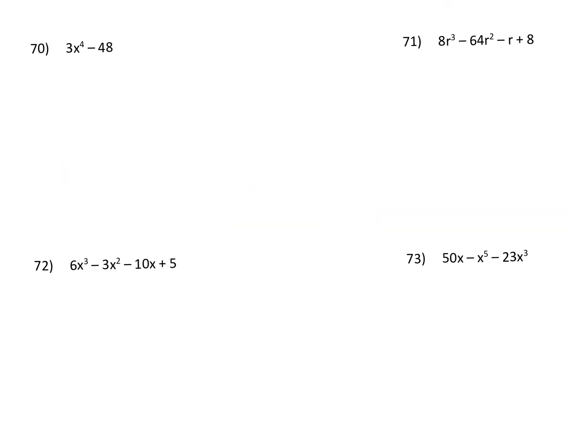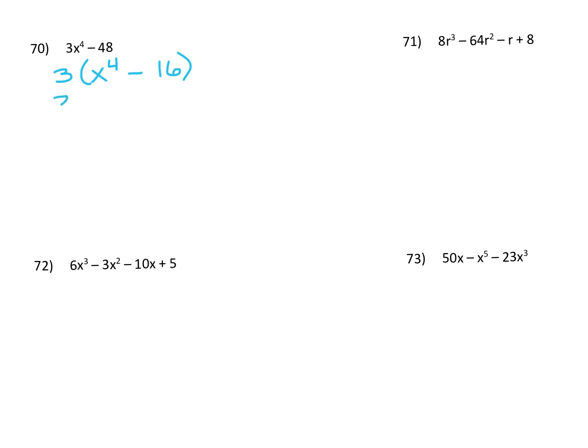All right, number 70. So we have two terms. Now, first thing you always want to say is, can I factor out a greatest common factor? Which you can. We could pull a 3 out of both of these terms. So it leaves us with x to the 4th minus 16. Okay, so now when you look in the parentheses, you want to say, can I factor further? If we have two terms, we're looking for a difference of perfect squares, and both of these are perfect squares.